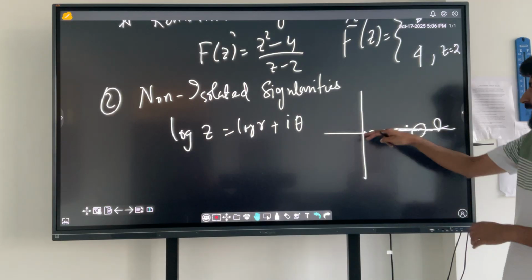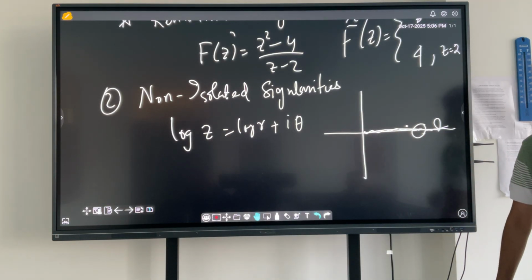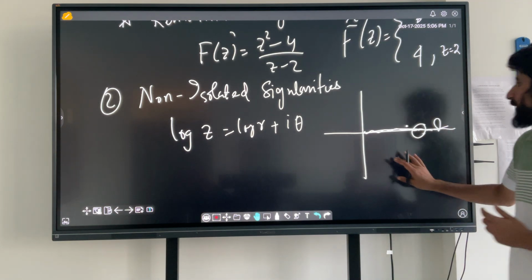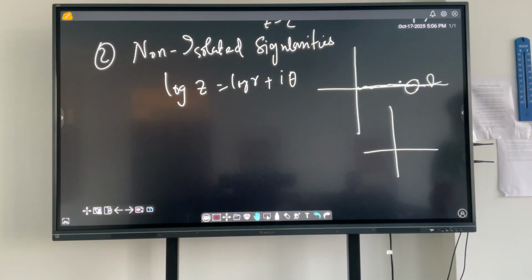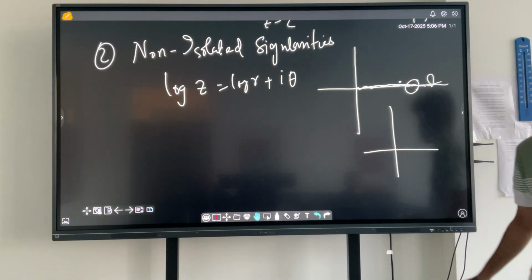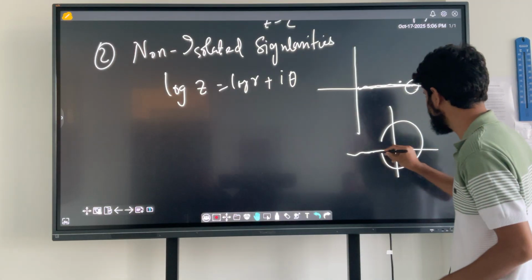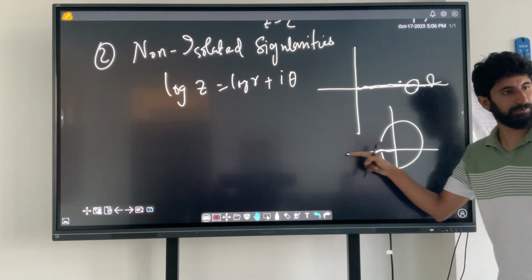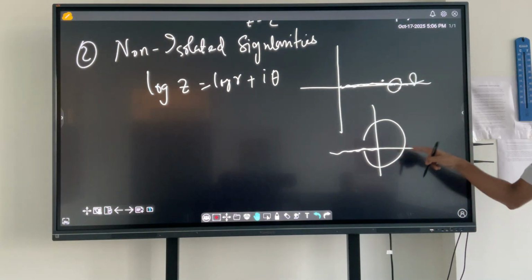And we learned that I can take this line where the argument jumps anywhere I wish. One more choice we have already done is that if I measure my arguments from minus pi to pi, like this, then the points of non-analyticity will be here. Here the function will be analytic.